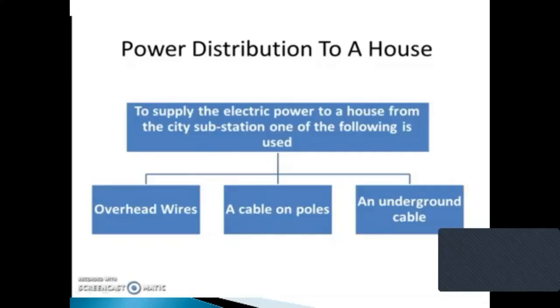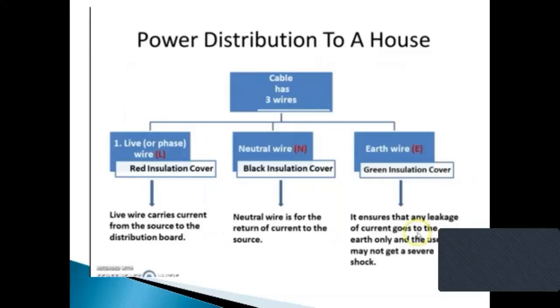Now these cables will have three main wires. One is the live wire, another is the neutral wire, and the third is the earth wire. Live wire is represented by the alphabet L and has red insulation cover. Neutral wire is represented by N and has black insulation cover. Earthing wire is represented by E and has green insulation cover on it.